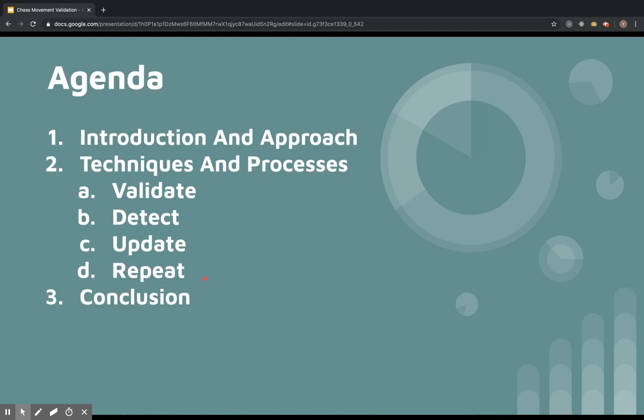The agenda for today is a basic introduction and the motivation for an approach to solve this problem of recording chess games; the techniques and processes that were used to validate, detect, and update chess games, which we're going to look into in a lot of detail; and a conclusion of this paper.